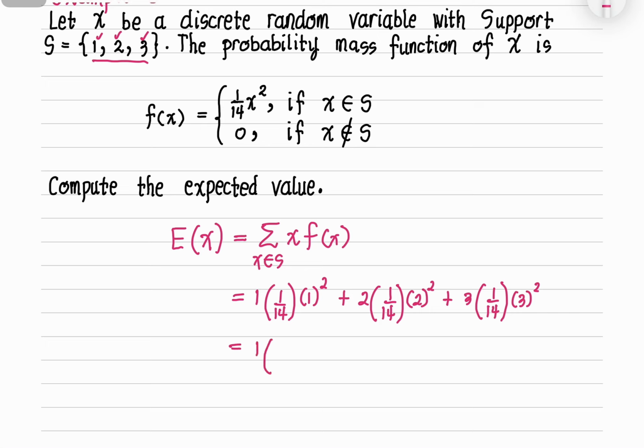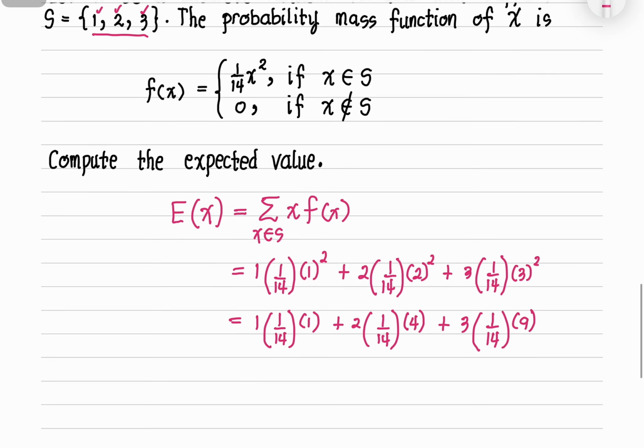So, we have 1 times 1 over 14. So, 1 squared is equal to 1, kasi 1 times 1 equals 1. Plus 2 times 1 over 14. So, 2 squared gives us 4, so times 4. Plus 3 times 1 over 14, and then 3 squared gives us 9, because 3 times 3 equals 9.